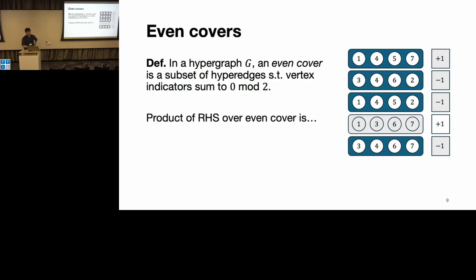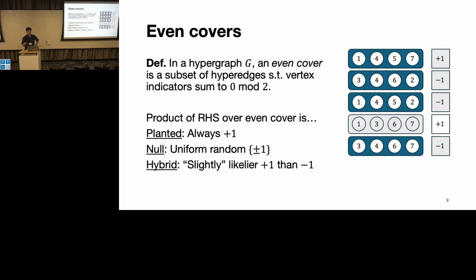And more generally, if you're thinking about these distinguishing models, in the planted model you always get a +1, for exactly the reason I just said, because this is a perfectly satisfiable instance. So for every even cover, the right-hand sides multiply to +1. In the null model, it's a uniformly random +1 or -1. And in the hybrid model, depending on the noise rate, it's slightly likelier to be a +1 than a -1. It's only likelier to be a +1 if I happen to sample a consistent planted right-hand side for every constraint in my even cover.